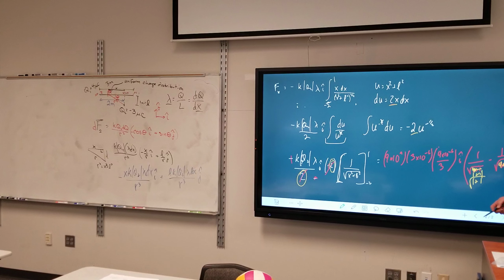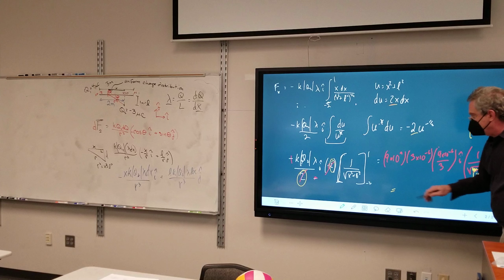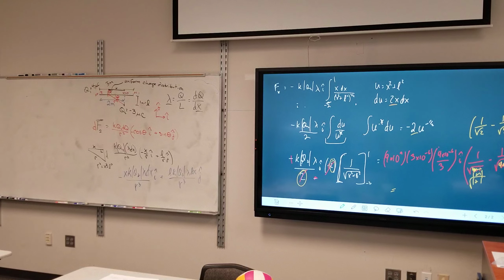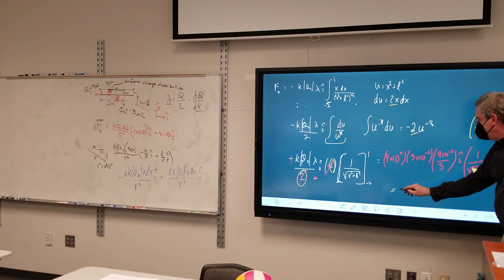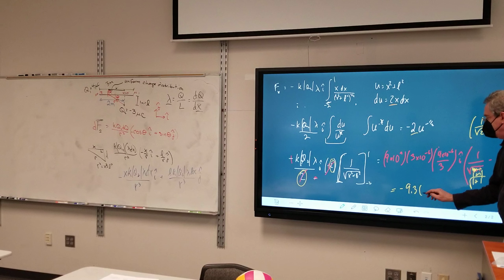All right, so at this point, it's a calculator exercise. In parentheses here, 1 over the square root of 2 minus 1 over the square root of 5. This will produce a negative number, because I know ultimately it's got to be in the negative I-hat direction, so we better end up with a negative at the very end. I got negative 9.36 times 10 to the negative 15 newtons.